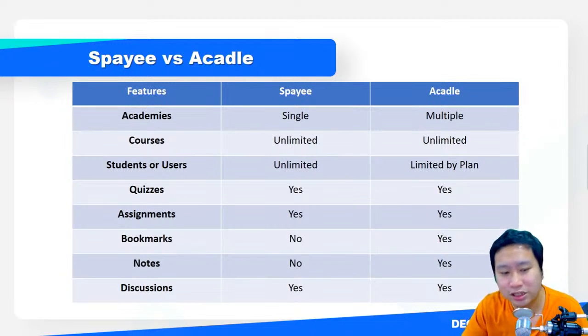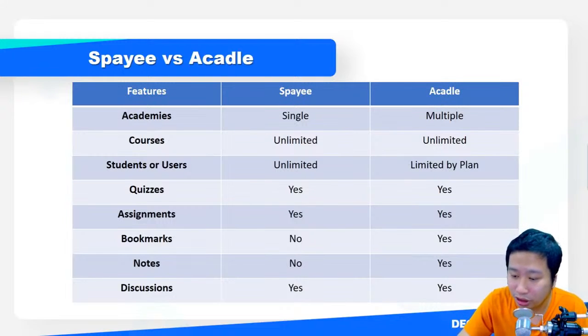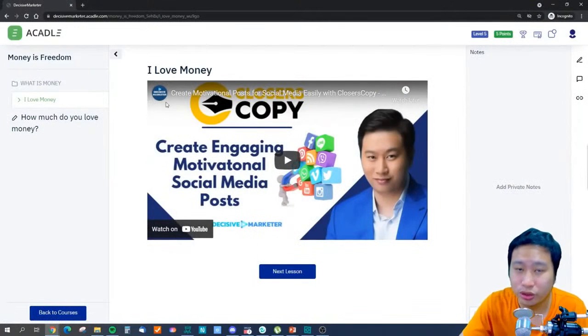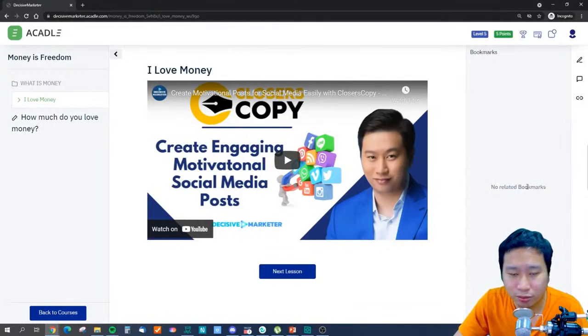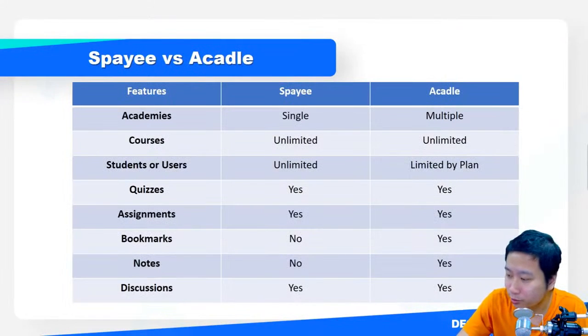Quizzes are available, assignments are available, but bookmarks are not available on Spayee. Notes are also not available on Spayee. I'm going to show you what I mean by bookmarks and notes, right? So we are in Acado student view right now. I'm actually a student of my own academy, and this is what you can see on the rightmost sidebar here. You have notes, so you can put your own private notes, you can put discussion, you can put bookmarks as well. Of course, I can't put any bookmarks in here because I already completed this course.